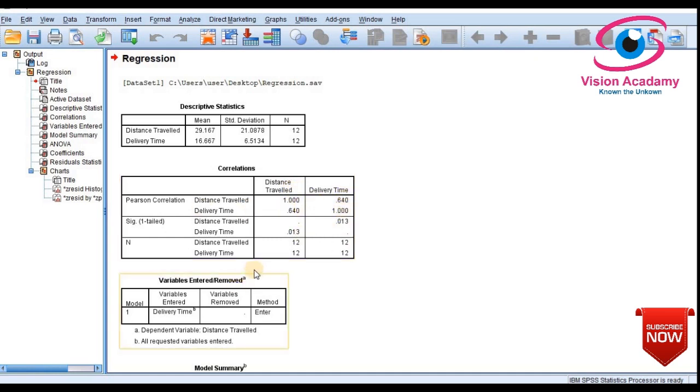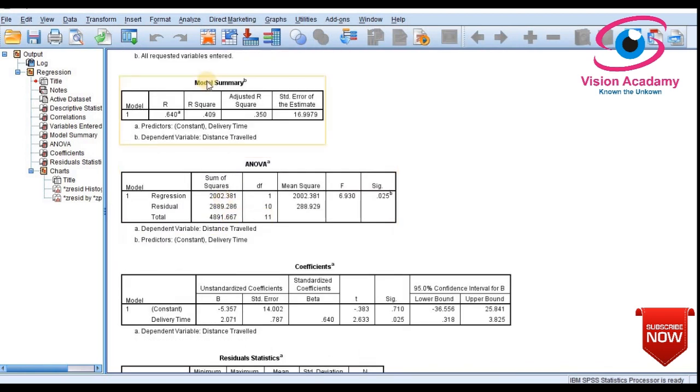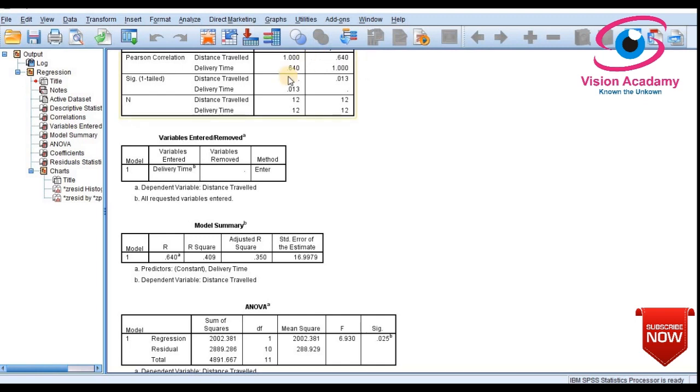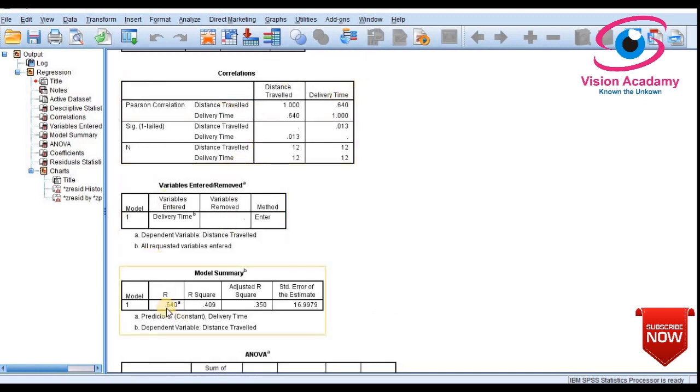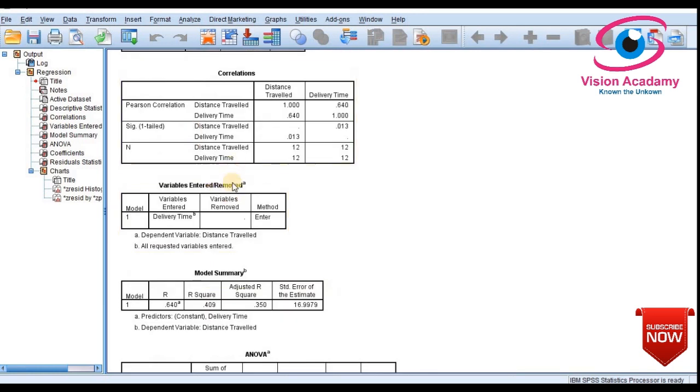If you move on further, there is the variables entered or removed table, which we won't consider actually. Very importantly, if you selected regression, you want to look at the model summary. Here you will have prediction of the observed variable from the predictor variable. In the model summary, there is a correlation between distance traveled and delivery time, which is carried from the correlation table, 0.640, a positive correlation between distance traveled and delivery time.